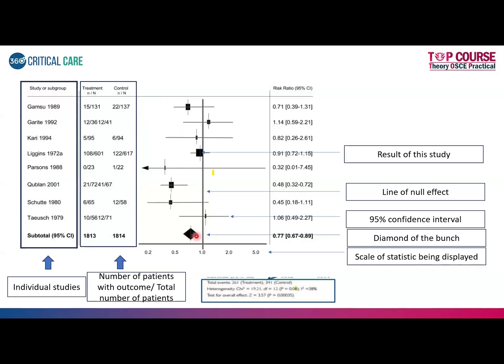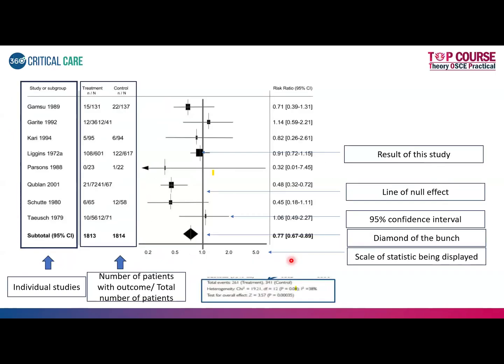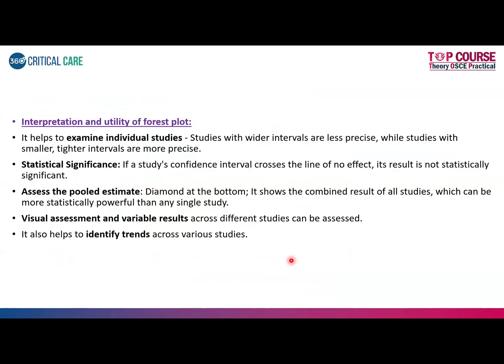All right, and the scale of the statistic is displayed below. The heterogeneity levels are depicted below this area where the individual studies are. It is given by the chi-square or the I-square, and it depicts the heterogeneity of the study. And if it is more than 50%, as we have mentioned, then the studies are inconsistent.